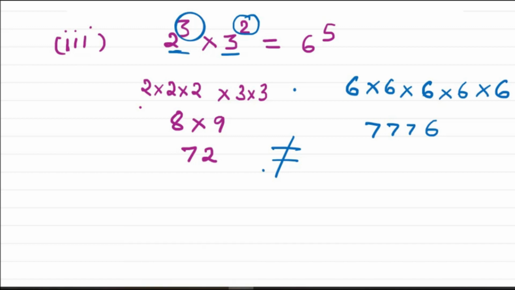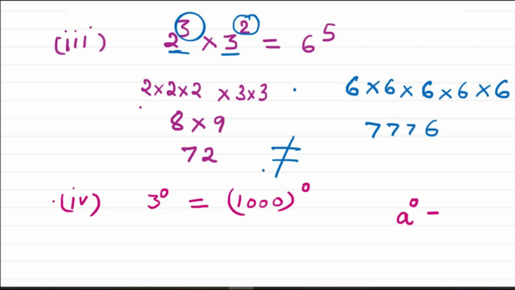Now let's see the fourth part. In the fourth part we have 3 to the power 0 equals 1000 to the power 0. Now the one law you know is that if a to the power 0 is there, that value is 1. So here this value will be 1, and this raised to the power 0 will also be 1. So only this statement is true and all the other statements are false.